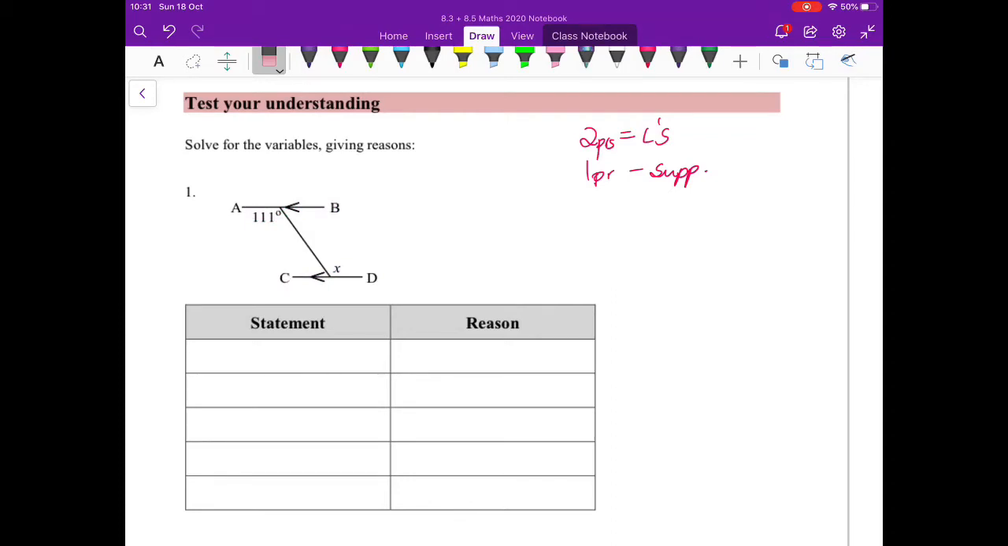Right, if I have a look here, how can I connect x to 111? Well, this is my zigzag, so x equals 111 degrees. These are alt angles, and you always have to label your parallel lines. So AB is parallel to CD.